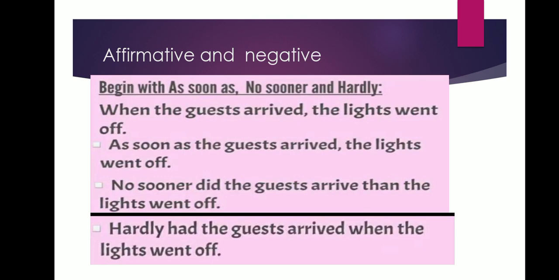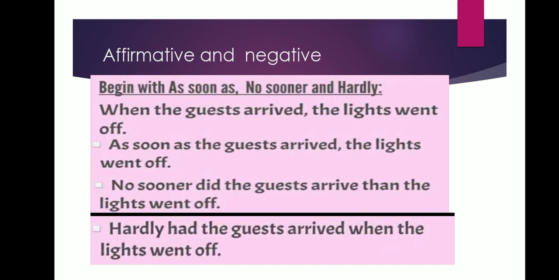Like here is one example I have given: When the guest arrived the lights went off. The common questions that come here in affirmative and negative are as soon as, no sooner and hardly. Now, when the guest arrived the lights went off. Here how you can write, you have to change to three sets. As soon as the guest arrived the lights went off. This is a positive sentence. Negative: No sooner did the guest arrive than the lights went off.